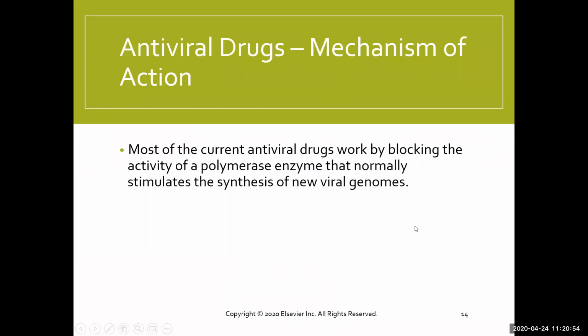So how do they work? What's the mechanism of action for acyclovir? Most of the antiviral drugs work by blocking the activity of a polymerase enzyme that normally stimulates the synthesis of new viral genomes. So what you need to take away from that to remember about antiviral drugs is that for the most part, they work inside the host cell.